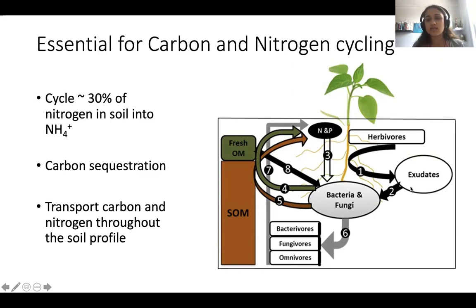So this is kind of just a summary of how these bacterivore, fungivore, and omnivore nematodes primarily are playing this really important role in nutrient mineralization. And that all starts with the breakdown of organic matter.